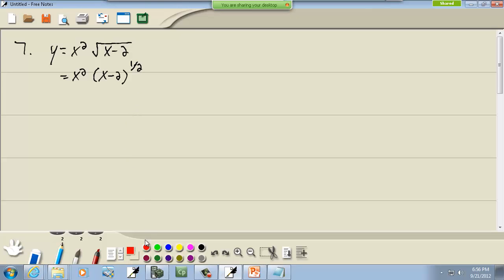Now to find the derivative, this is the product rule. So this is going to be p, and this will be q. Well, p prime will be 2x. For q prime, take your power, put it out in front. What's inside the parentheses remains as is. Lower your power by 1. And then multiply it times the derivative of what's inside the parentheses. This is a chain rule.